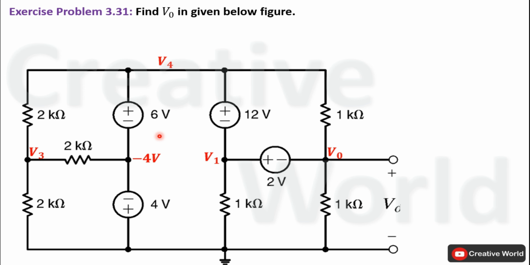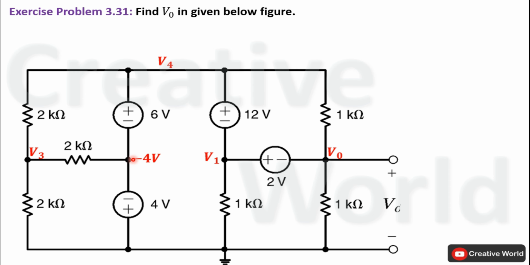Okay, we know that if a voltage source is connected between two non-reference nodes, we have to form a supernode, thereby merging that voltage source into its adjacent node. We will start from here. First, we have to make a supernode here. This voltage source is connected between these two nodes. So we have to merge this voltage source either to this node or this node.